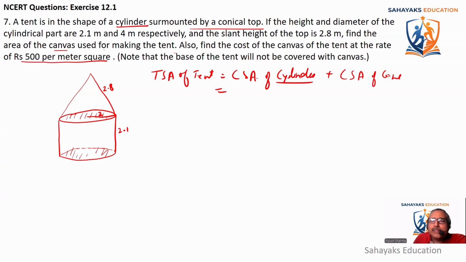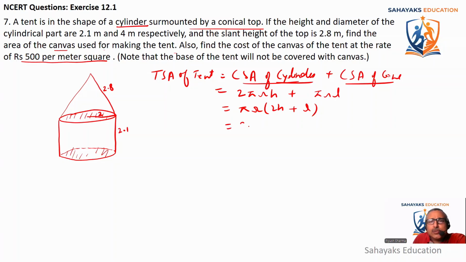So the curved surface area of the cylinder is 2 pi RH. It is 2 pi R into H plus the curved surface area of the cone, which is pi R L. Luckily, they have given L here. Okay, what is common in this? Pi is common in both. Pi and R, both are common. So it becomes pi R into 2H plus L. Now, let's compute it.